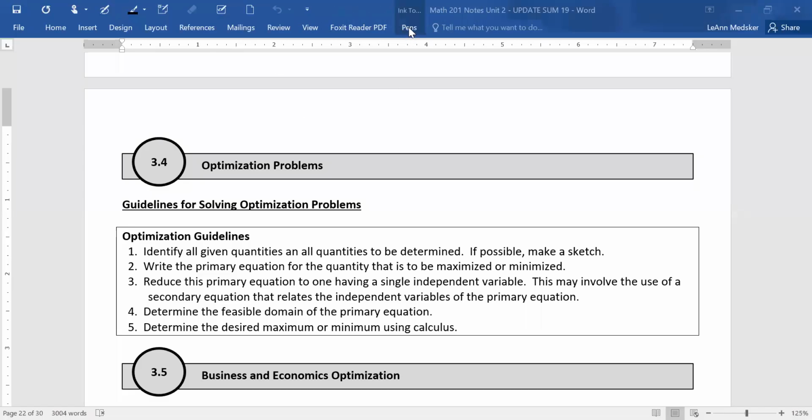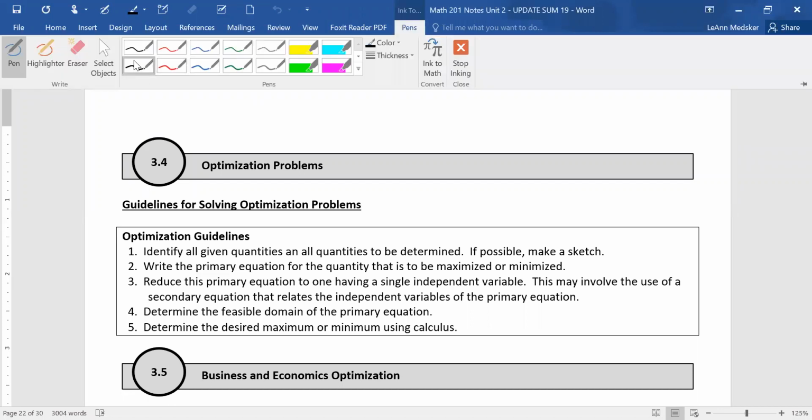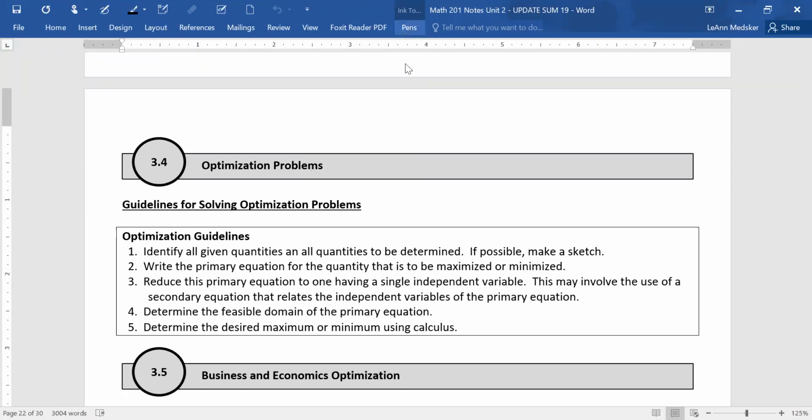All right, Math 201 students, this is the pre-video for sections 3.4, 3.5, and 3.7. Just going to do a few examples from each section to get us started.